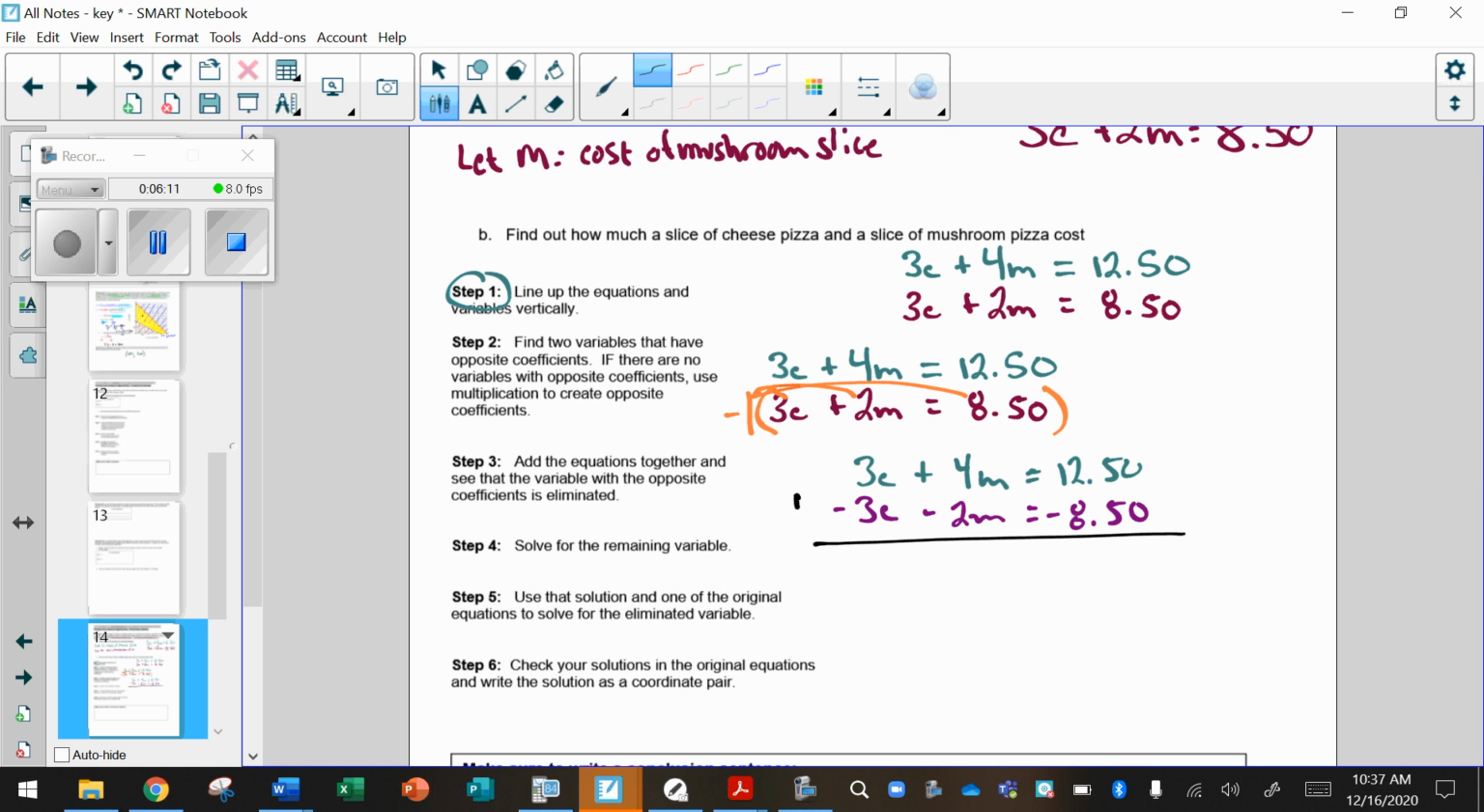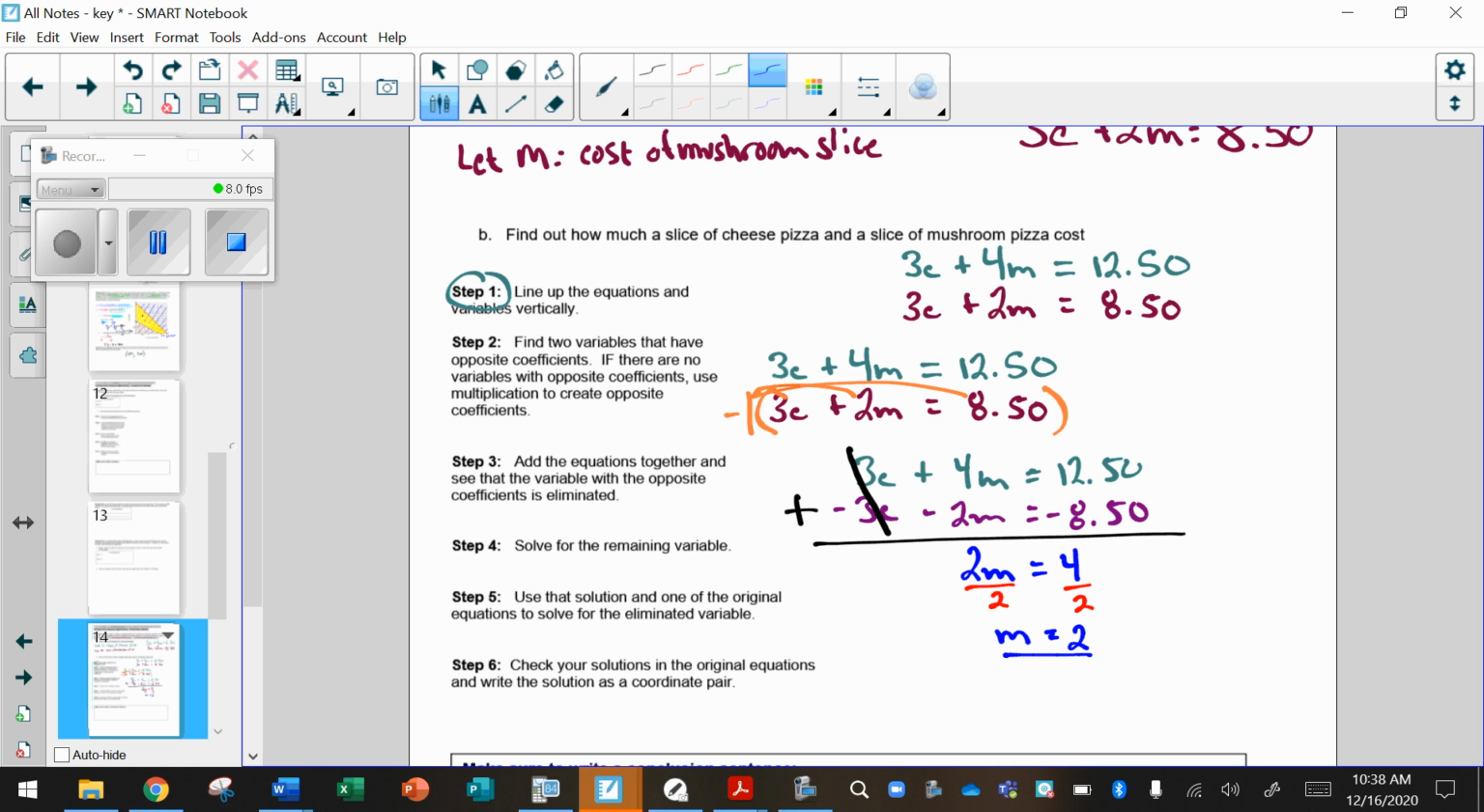With that taken care of, I am now going to add my two equations together. And what will happen is exactly what I wanted to happen, what was my plan all along. The c's are eliminated because they subtract out to be 0. Then I have 4m minus 2m leaves me with 2m. And 1250 minus 850 is 4. Now I can solve that for m. Just divide by 2. And this is telling me that one slice of mushroom costs $2.